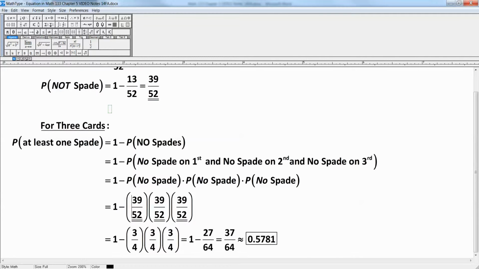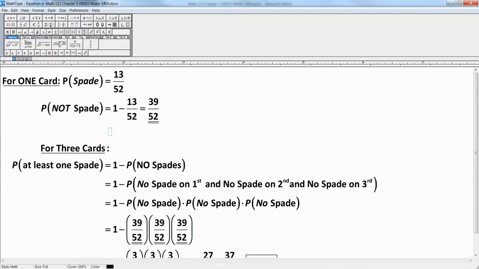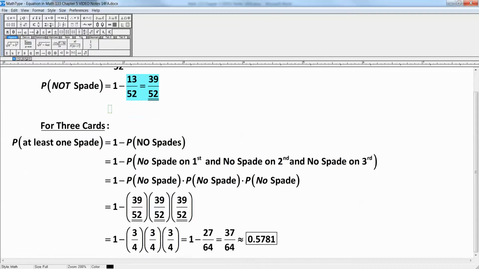So that's where these 39s out of 52 came from, but I have to do 3 of them because I'm drawing 3 cards. Up here I'm only talking about 1 card, right? So for 3 cards, I've got to multiply them because there's an "and" implied. And just to make my life easier, I knew that 39 out of 52 was 3/4, because that's 3/4 of the deck. So I just did 3/4 times 3/4 times 3/4. That's 1 minus 27 out of 64, which makes 37 out of 64.